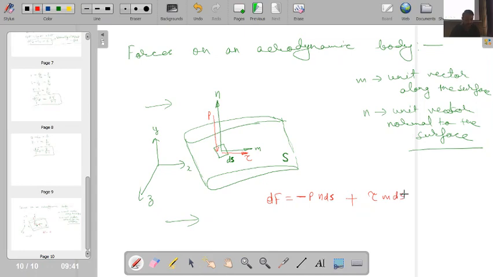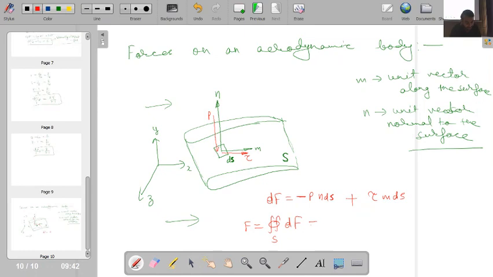Now if I have to calculate the force over the entire body, what do I have to do? I have to find pressure at each and every point and stress at each and every point of this aerofoil, on the top side as well as on the bottom side, and then integrate the entire force over the complete surface. So I can say that F will be equal to the surface integral, and this closed circle I am putting because top side and bottom side make a closed surface, of dF.